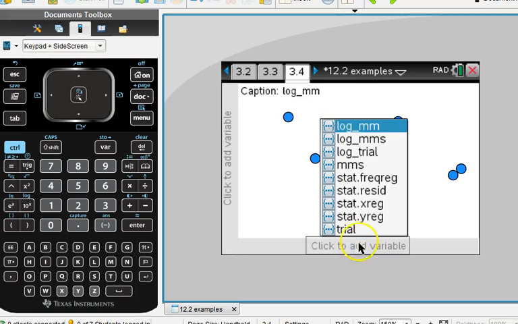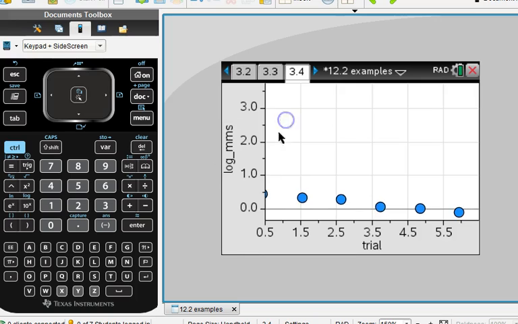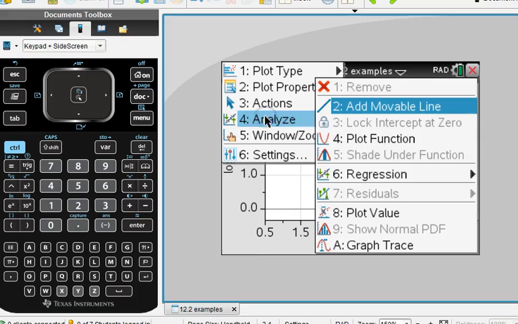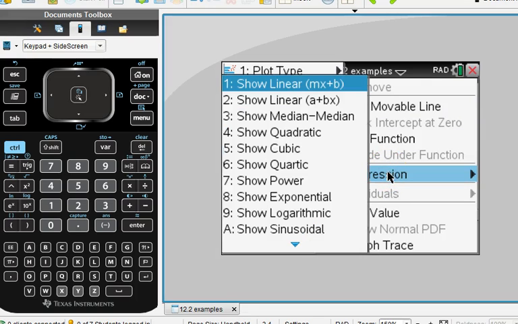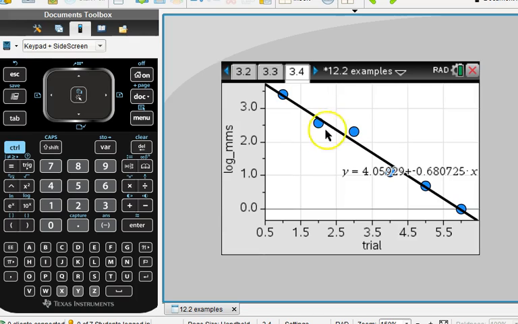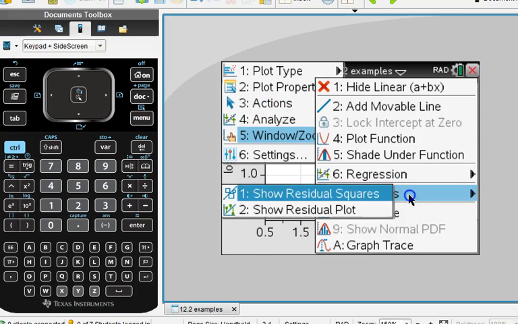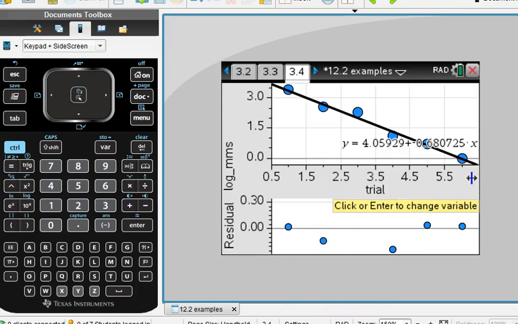So here I'm going to do trial versus log of M&Ms. Okay, that seems a little straighter. So if we do a regression on this, it does seem like it fits more, it has a straighter look. We'll do the residual plot. And this one I really like a lot better. We see a much more scattered residual plot. We don't see that distinct bend. So this seems to be the better model, to use the exponential model where we take x versus log of y instead of log of x, log of y, which is the power model.